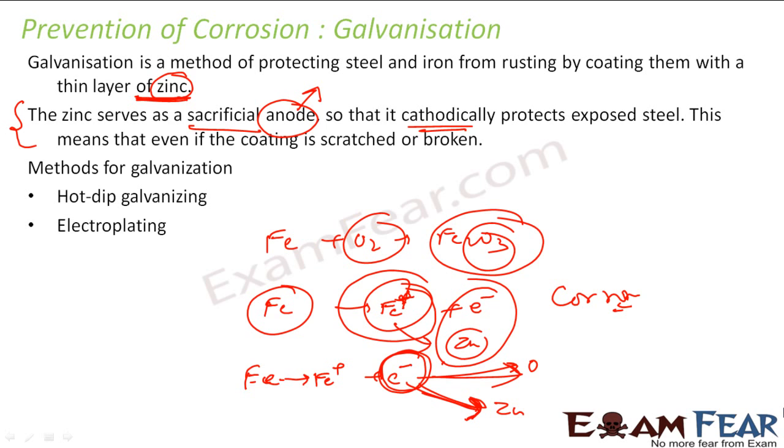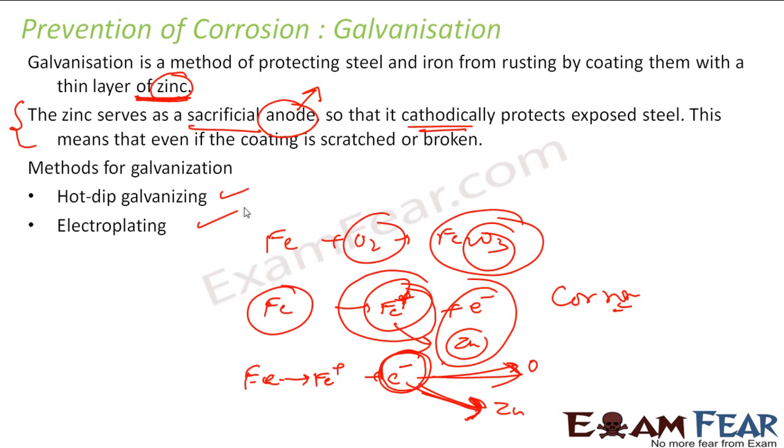Now let's go and understand these two methods, hot dip galvanizing and electroplating. In hot dip galvanizing, what we do is we have molten zinc. In this we dip aluminum. It's called hot dip galvanizing.